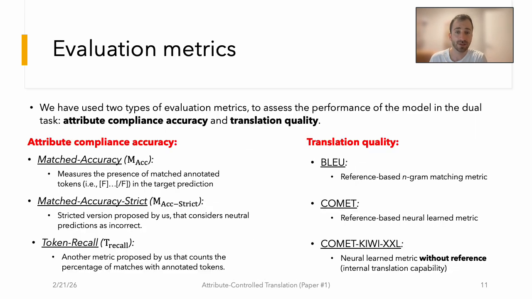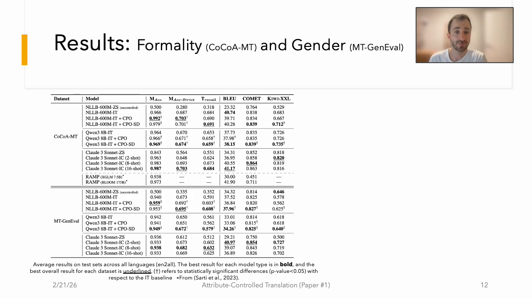For evaluation metrics, we have used 2 groups of metrics, some to measure the attribute compliance of the predictions, and some to measure the translation quality of the predictions. More details of each metric can be found in the paper. So first we show the main table of results in the CocoaMT and MTGeneval datasets.